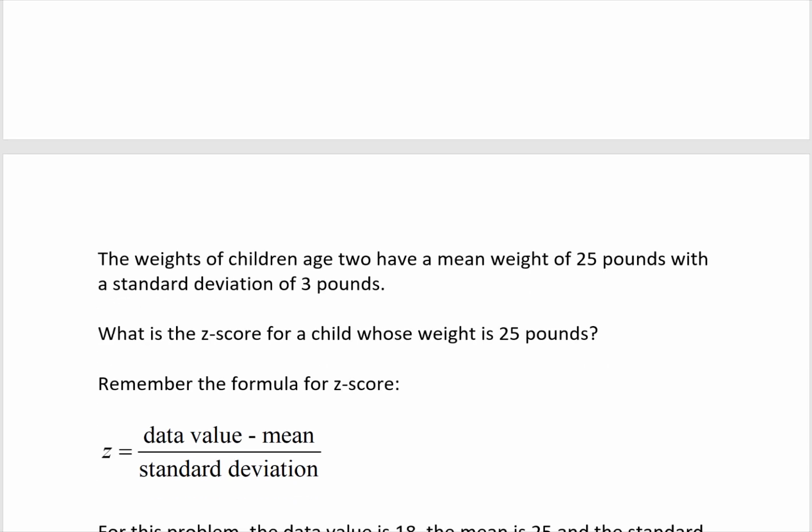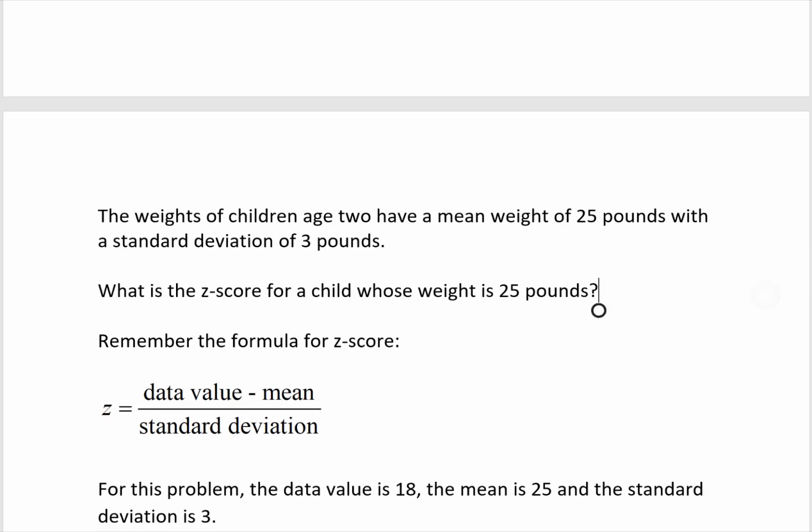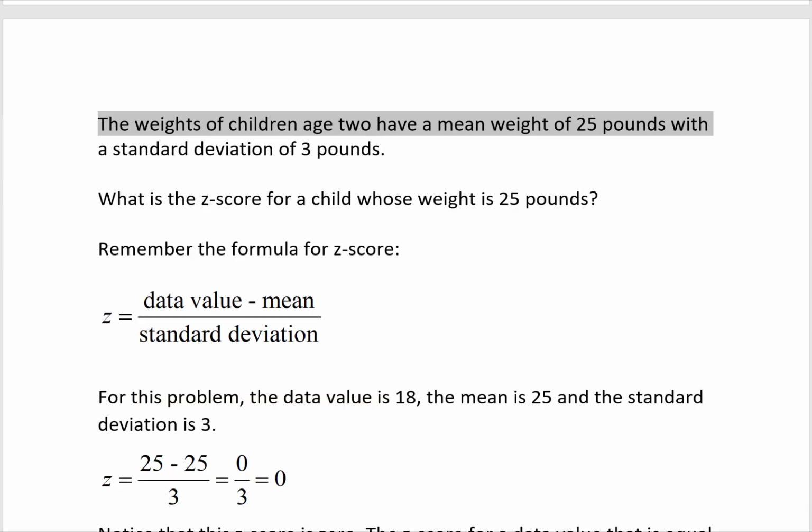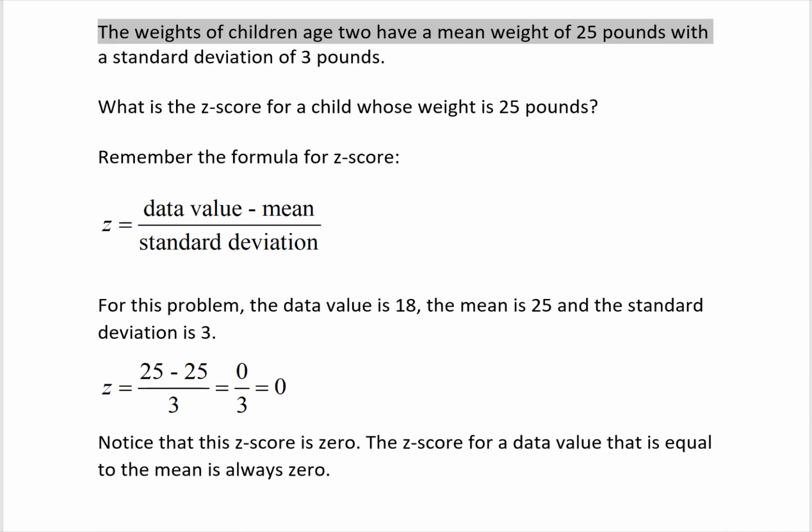The weights of children age 2 have a mean weight of 25 pounds with a standard deviation of 3 pounds. What is a z-score for a child whose weight is 25 pounds? Remember the formula for z-score. Z-score equals data value minus the mean divided by the value of the standard deviation. For this problem, the data value is 25, and the mean is 25, and the standard deviation is 3.